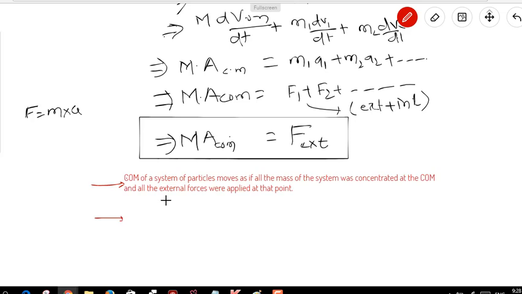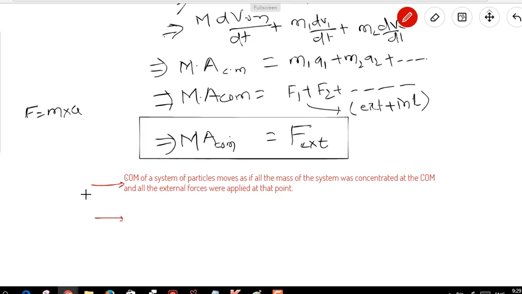The first one: the center of mass of the system of particles moves as if all the mass of the system was concentrated at the center of mass, which is given by capital M, and all the external forces were applied at that point, which is this F external.